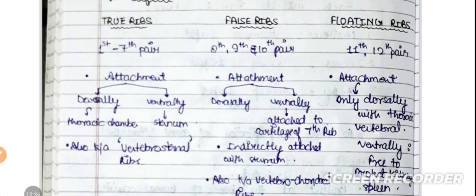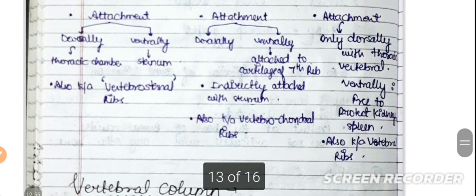When we talk about false ribs, they are the 8th, 9th and 10th pair of ribs present in our body. Now the attachment, when we talk about dorsally, they are dorsally not attached, but they are ventrally attached. They are attached to the cartilage of 7th rib. That is why they are indirectly attached with the sternum, and they are also known as vertebro-chondral ribs.